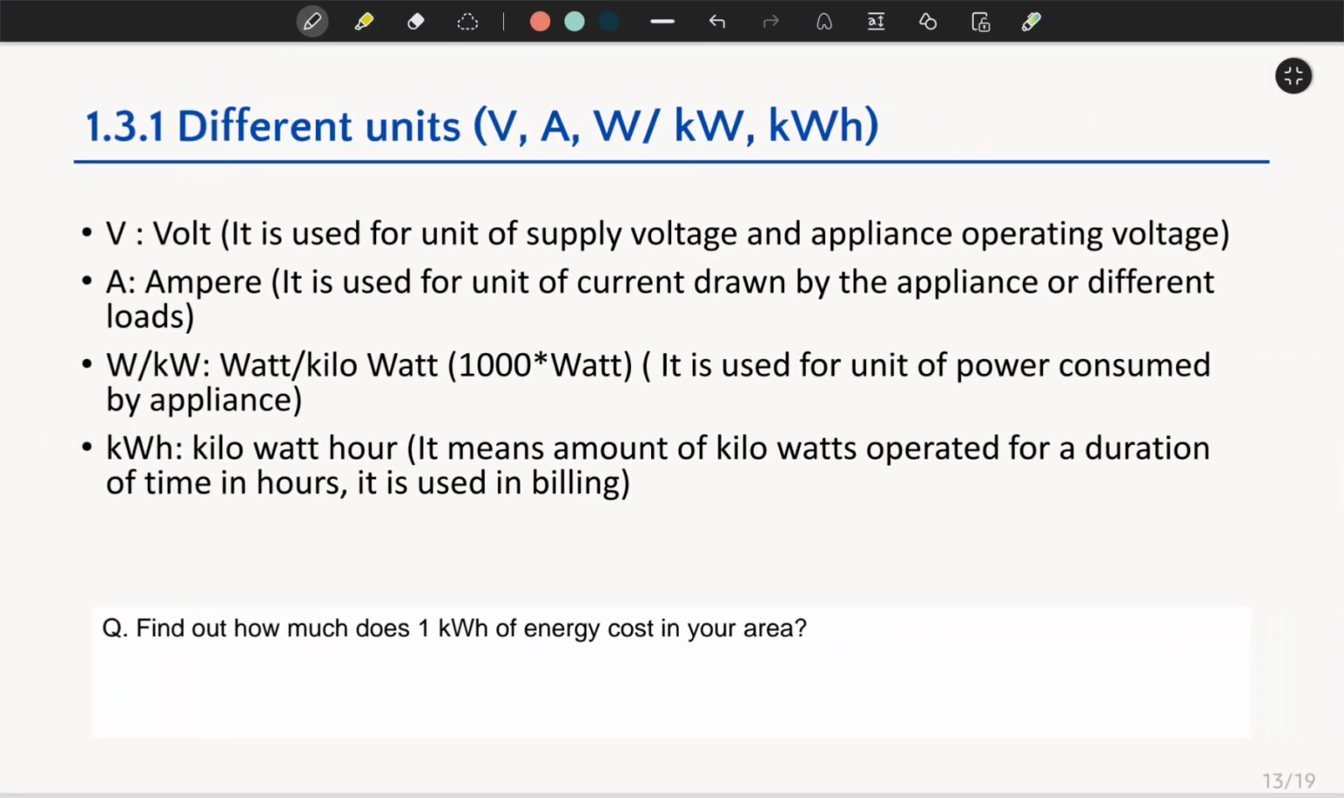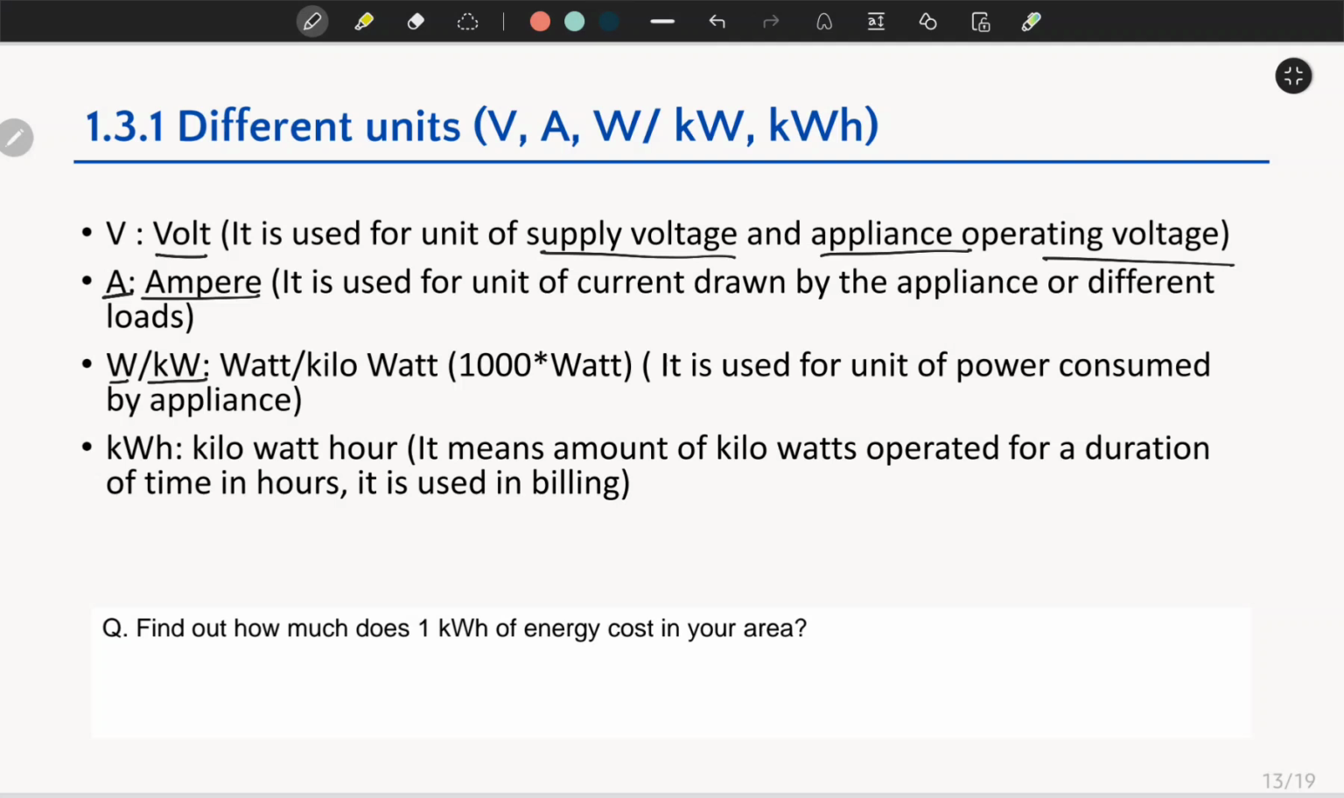The unit V basically represents volt. It is either used as a unit of supply voltage or as a rating for appliance operating voltage. These are the two places where we see V, that is volt. A represents amperes. It is used for the current drawn by any appliance or any load. Ampere is basically the current drawn by the load.